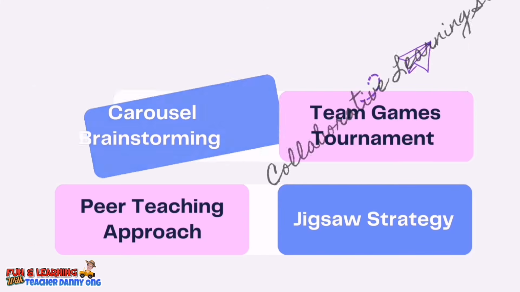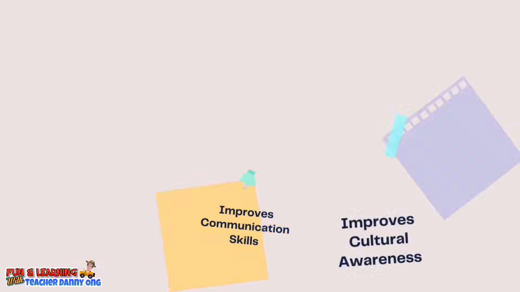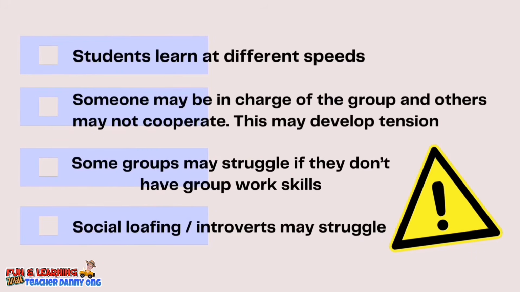Now, always remember that collaboration can boost peer learning, improve critical thinking, enhance problem solving, improve communication skills, and improve cultural awareness. But we have to be cautious of the cons of this strategy, for students learn at different speeds. Someone may be in charge of the group and others may not cooperate. Now, this may develop tension among the group. Some groups may also struggle if they don't have group work skills.